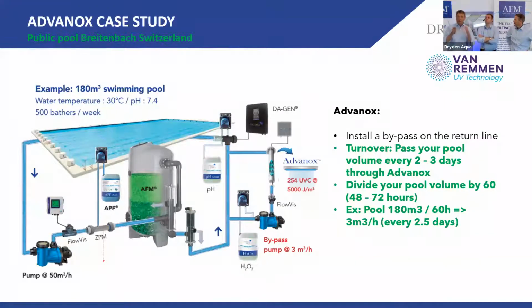AFM gives us only organochloramine. They build up slowly. That's why it's enough to go through the Advanox in this bypass every 2 to 3 days, not hours, 2 to 3 days. Good. And of course, it's not increasing THMs. This is UV medium pressure, which does it.